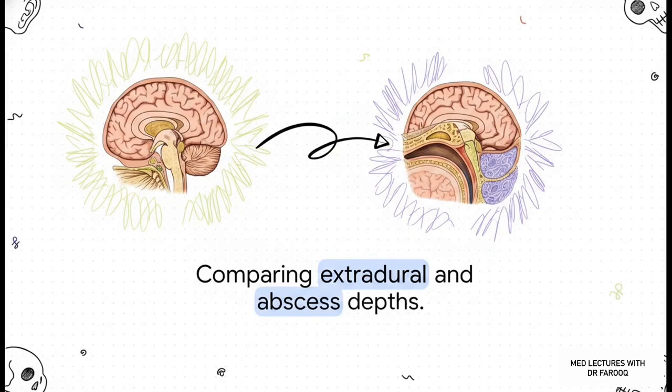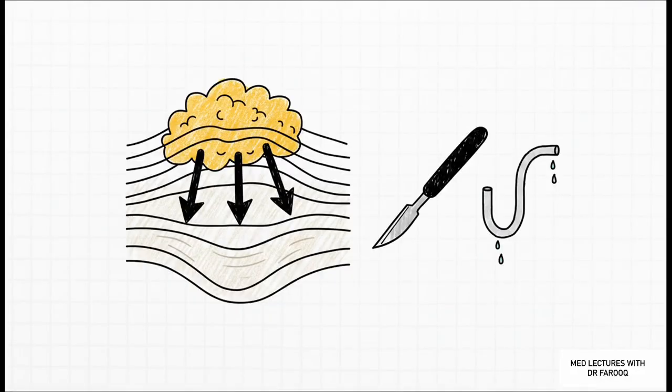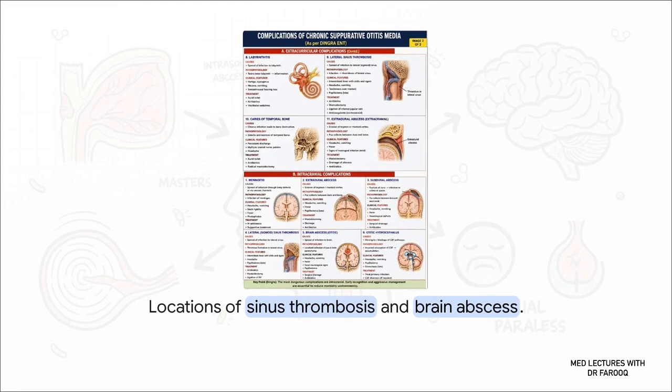Strictly looking at these cross-section sketches, we can visually anchor exactly where pus collects in both extradural and subdural abscesses. Notice the difference in depth. Here's the exact pathophysiology. With an extradural abscess, pus collects between the dura and the bone. But with a subdural abscess, pus collects deeper, between the dura and the arachnoid mater. Because it sits deeper, it causes direct neurological deficits, or nervous system problems. Visualizing these specific locations is the crucial point here.